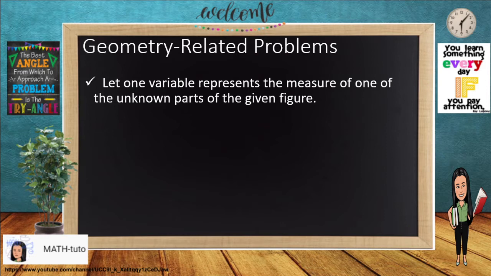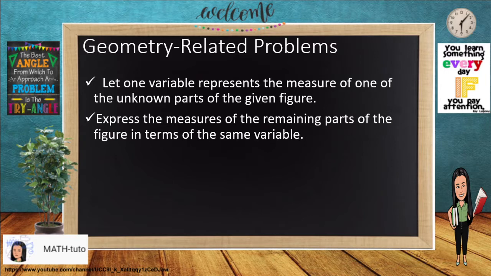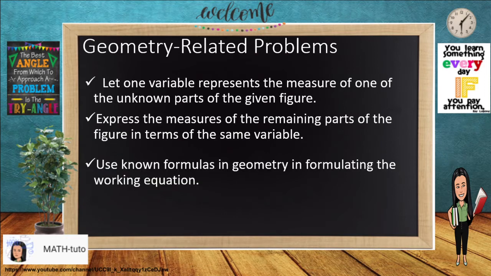After that, you let one variable represent the measure of one of the unknown parts of the given figure, and then express the measure of the remaining parts of the figure in terms of the same variable. Okay, so i-relate nyo yung measurement of the other measurement based on the variable that you use to represent one of the measures. Okay, and then use the formula in geometry in creating your working equation.